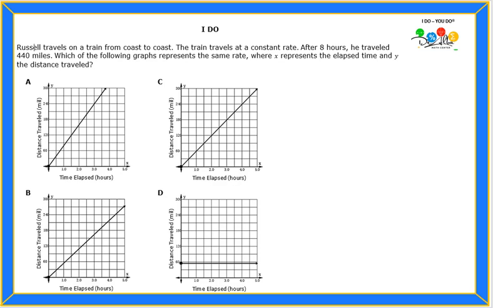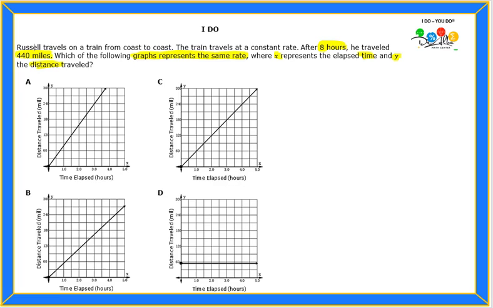Okay, so what do they want me to do? Well, they want us to match the graph with the same rate from the problem that is given to us. And they do say that x represents the time and y is going to be the distance traveled. And what else is given to us? Well, I do see some numbers. It says 8 hours, which means that he already traveled 8 hours and he covered 440 miles.